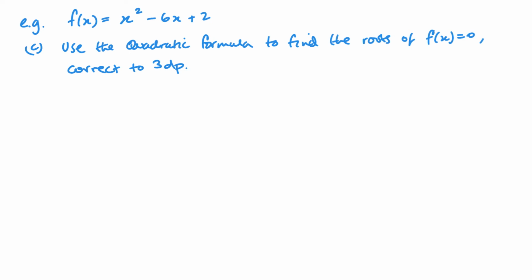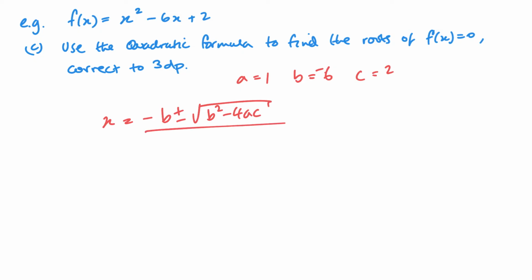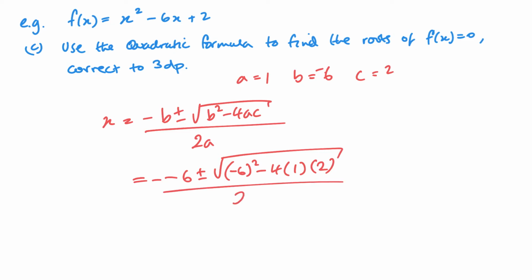And then the final part of this question is to use the quadratic formula to find the roots of this equation. So you can see that a is 1, b is -6, and c is 2. And remember, you should know the quadratic formula off by heart now. You should have used it so much that it should be ingrained in your brain. But just simply using it, so -6 plus or minus the square root of -6 squared, minus 4 times 1 times 2, all over 2a.